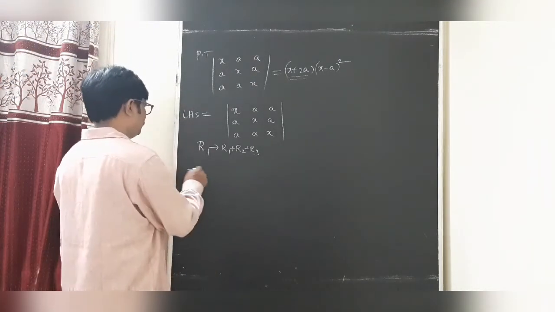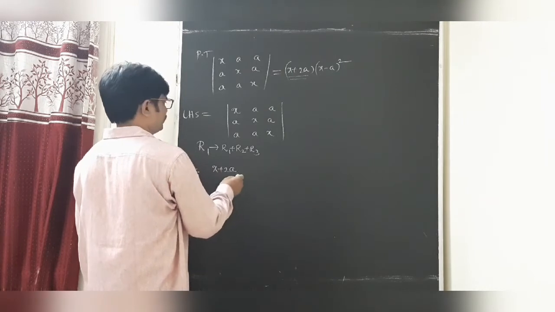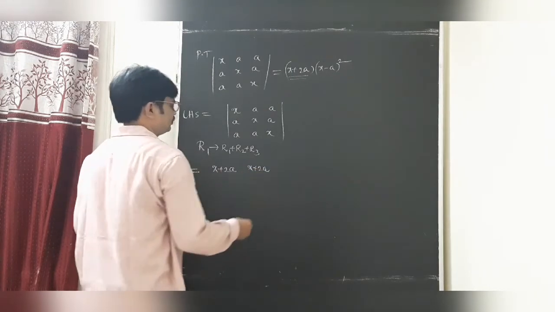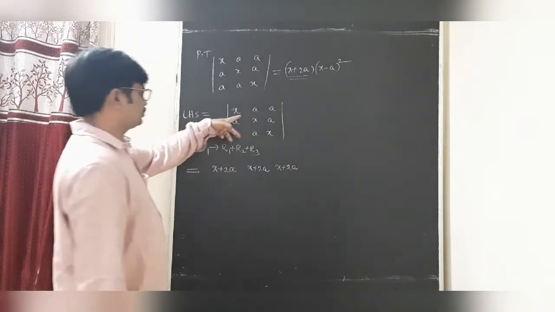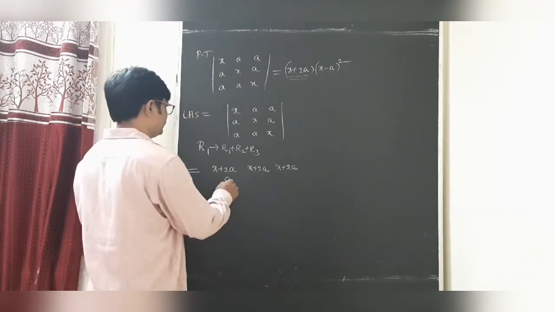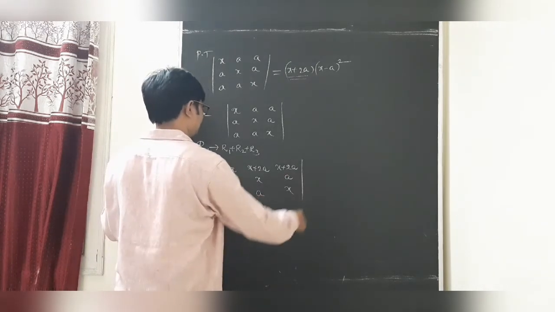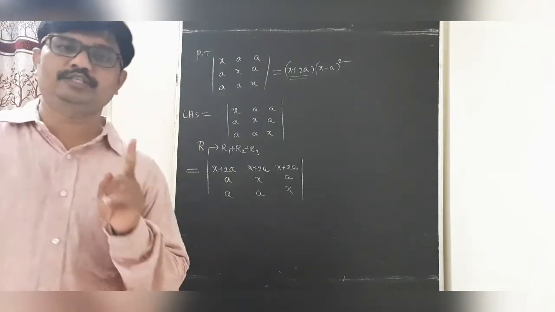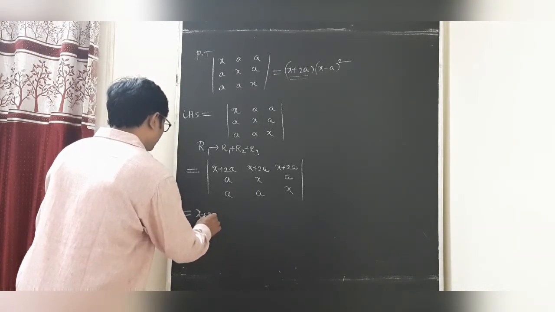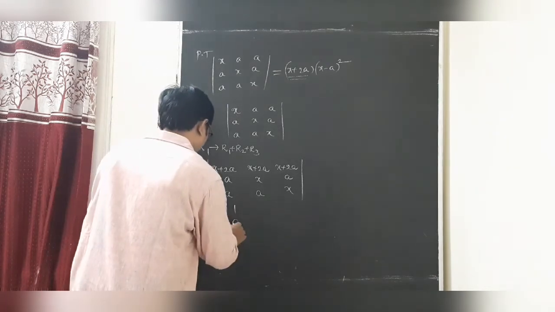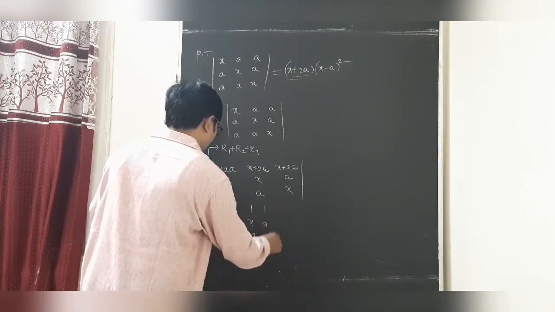R1 is replaced by R1 plus R2 plus R3, giving x plus 2a, x plus 2a, x plus 2a. The other rows are a, x, a and a, x. Here x plus 2a is the common factor, so taking it out the first row becomes 1, 1, 1, then a, x, a and a, x.